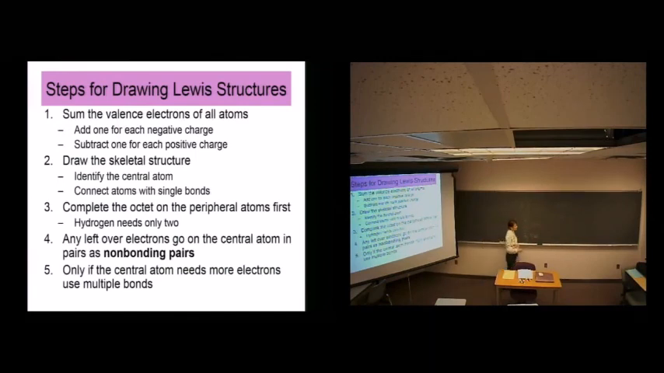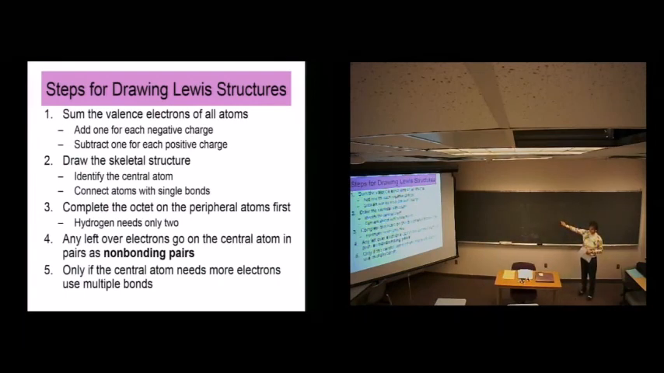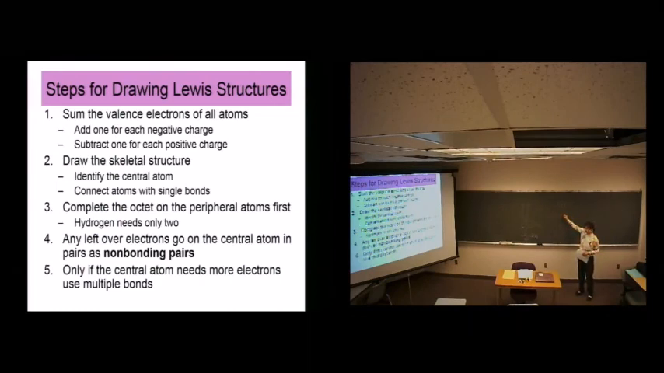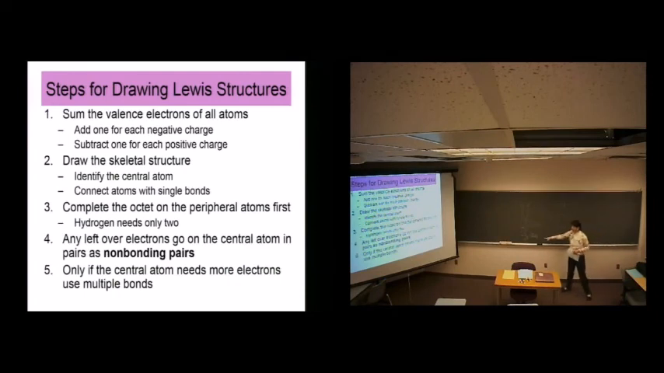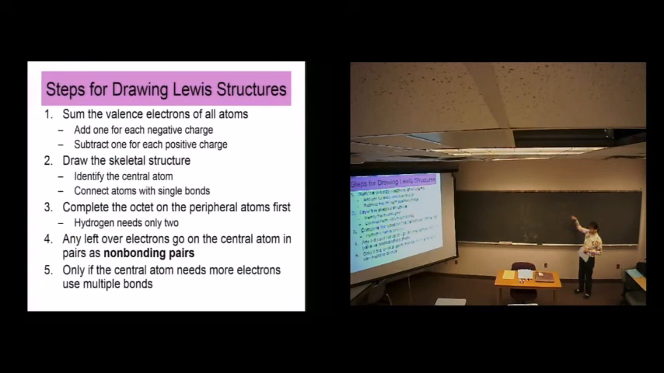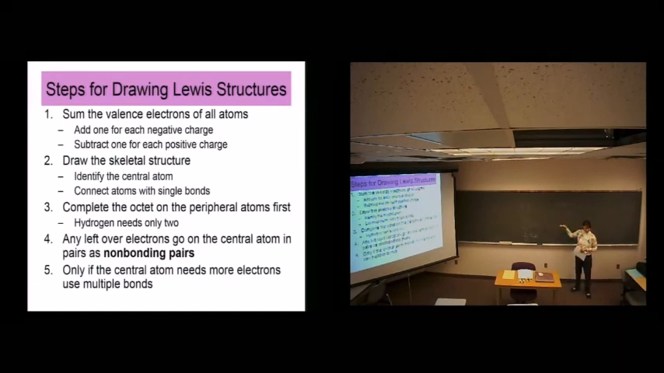Now let's double check. Does the central atom carbon have an octet? No. Uh-oh. So what am I going to do now? I can't just throw a bond in there, can I? No, I can't, because I have no more electrons. I can't create electrons and throw some in there. That's going to give me too many electrons. All right, so what else are we going to do? Well, this is all I've got. I cannot add more electrons.